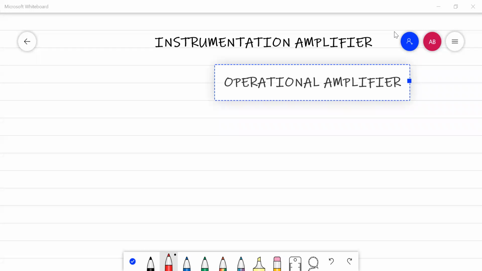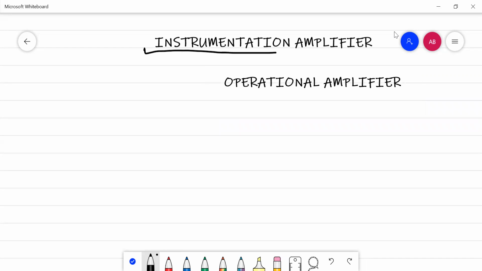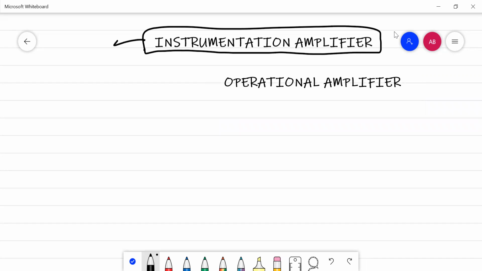Hello students, so today we are going to start the next topic, and that is instrumentation amplifier. Basically, instrumentation amplifier is used in measurement system for signal conditioning. Instrumentation amplifier consists of three operational amplifiers. So I am just going to start with the little basics of operational amplifier so that you are able to understand your instrumentation amplifier better.